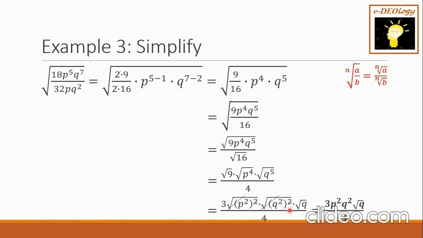We cancel the radical, also that power 2. Only the q squared will come here. Next is this square root of q we include in the numerator. And then all over 4. So this is our final answer.